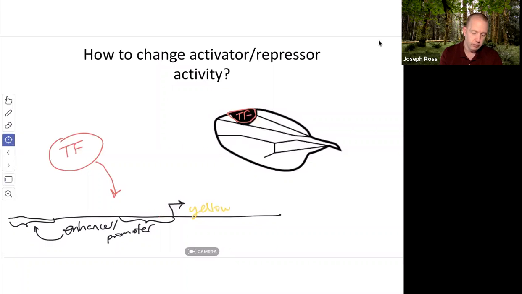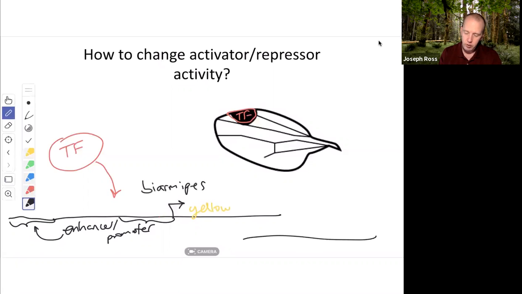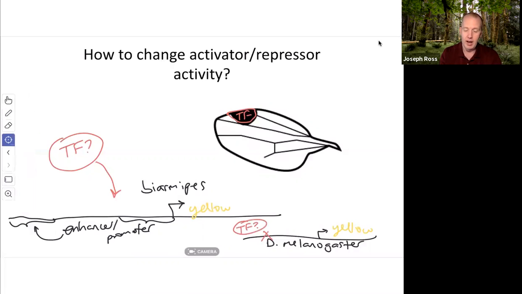The other thing to do would be to look in a different species. So that could be Drosophila biarmipes. What if we looked at the same region of Drosophila melanogaster, a species that doesn't have wing spots? So it still has the yellow gene, which produces the yellow protein, which produces black pigment in Drosophila melanogaster. But we might expect it not to have a DNA sequence that allows that same transcription factor, whatever it is, to bind to the Drosophila melanogaster enhancer, or at least not in that region.